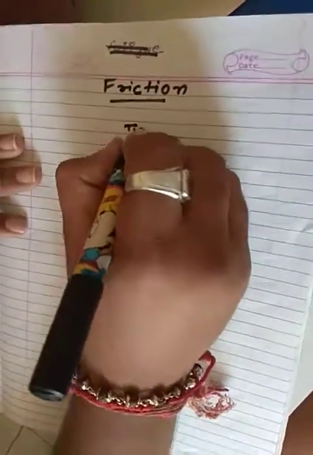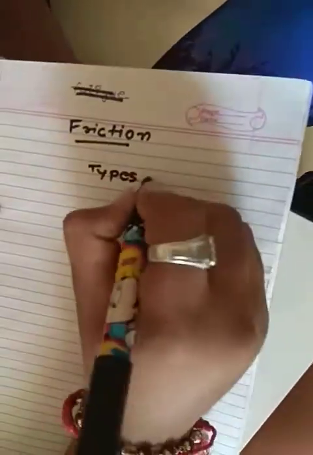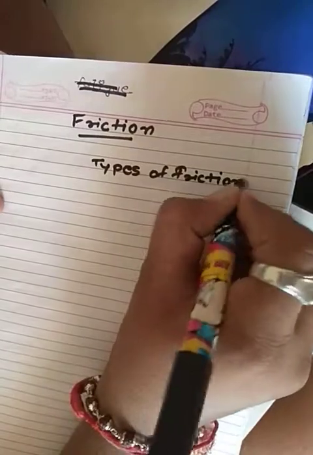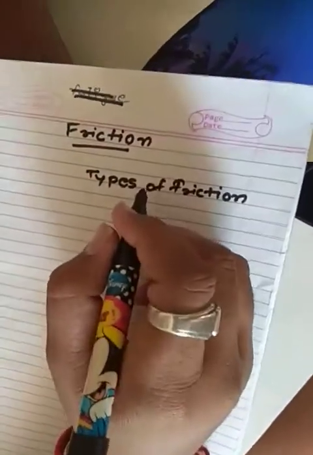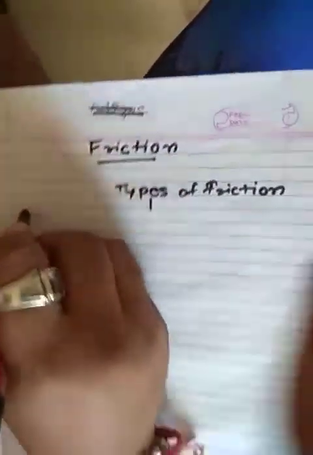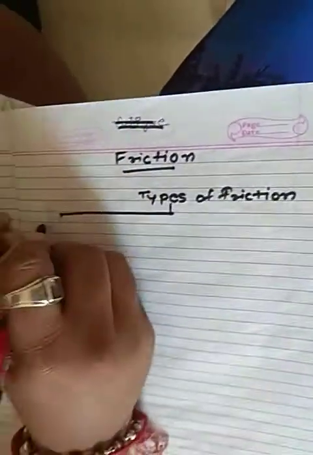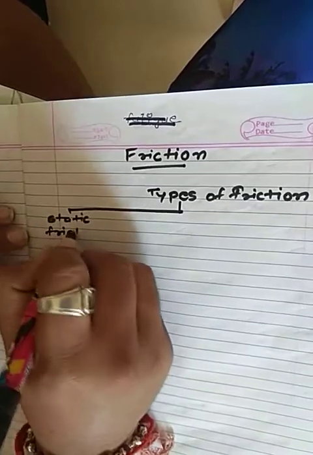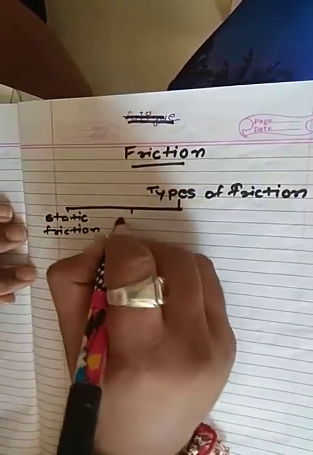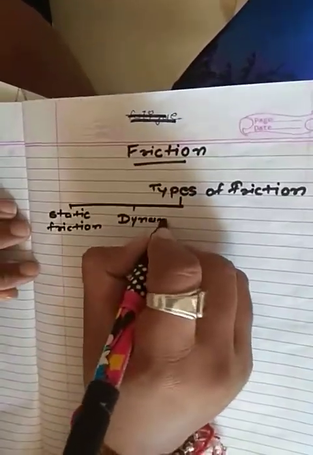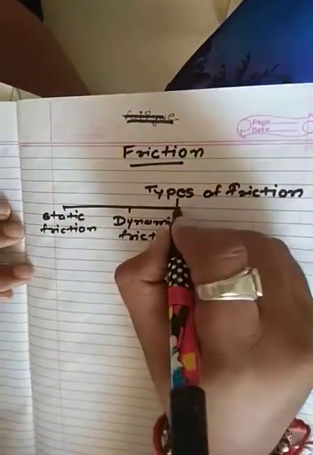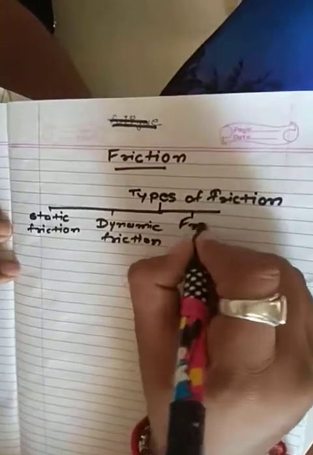First of all, we know the types of friction. Friction is mainly classified into four categories. The first is static friction. The second is dynamic friction. And third is friction between unlubricated surfaces.